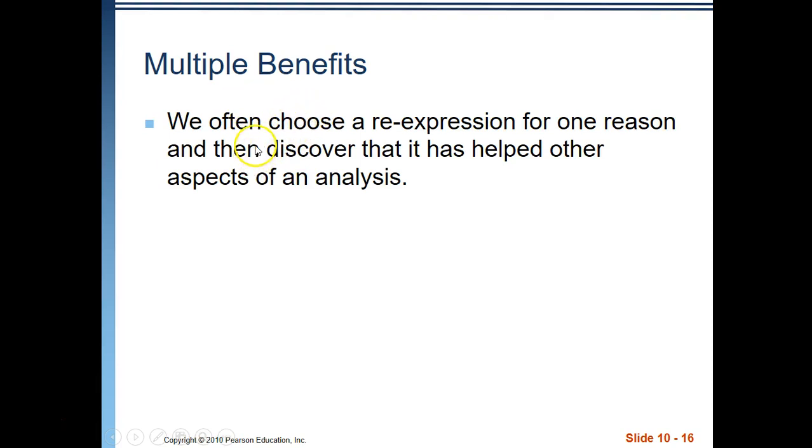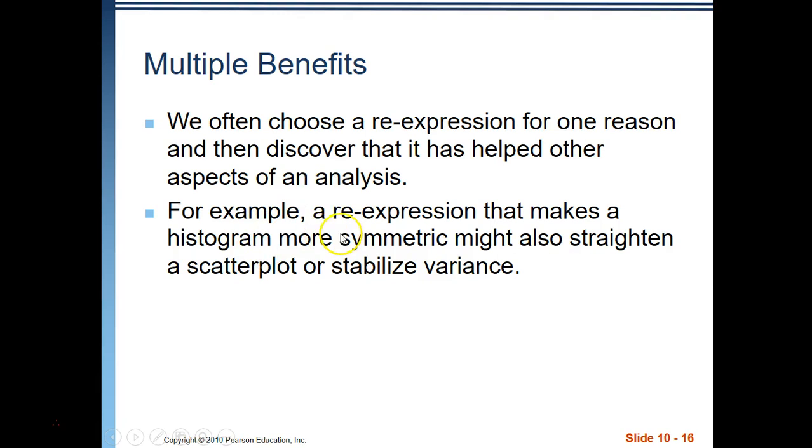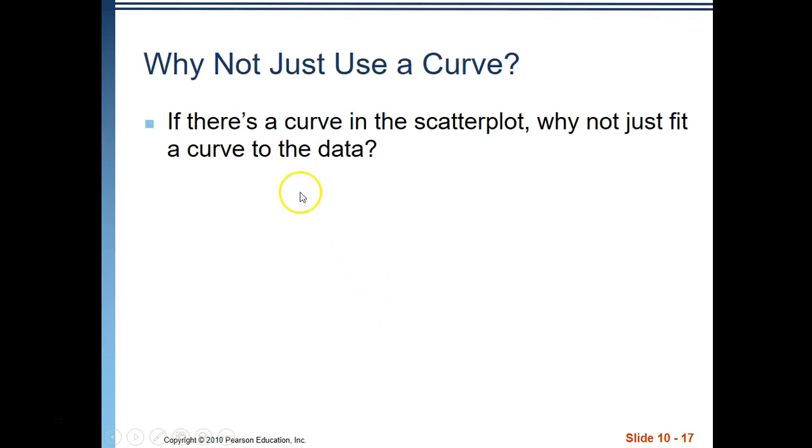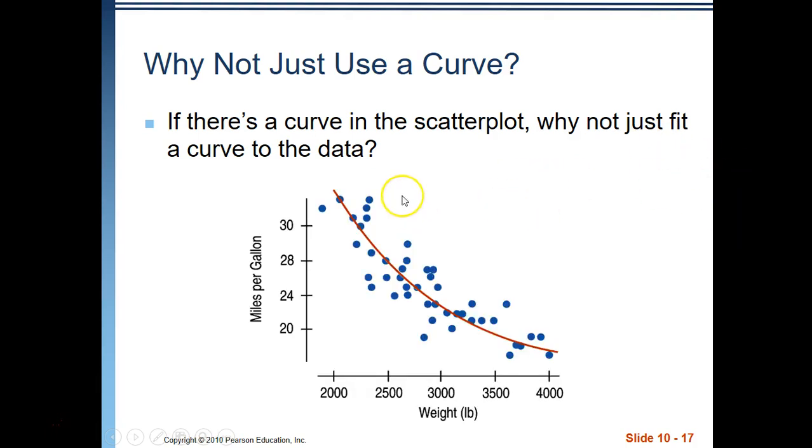There are multiple benefits. Often you choose to re-express for one reason and then discover that it has helped other aspects of the analysis, which is good. For example, a re-expression that makes a histogram more symmetric might also straighten a scatter plot or stabilize variance. So you can have other benefits. So why not just use a curve? If there's a curve in the scatter plot, why not just fit a curve to the data? I'm noticing a curve in my data. Why don't I just use the curve?